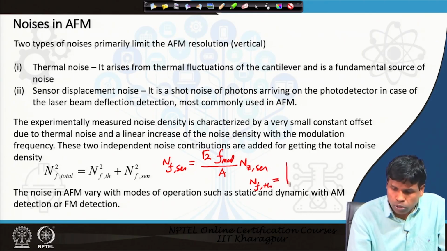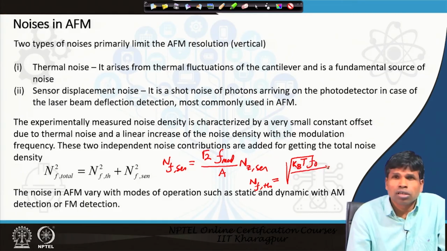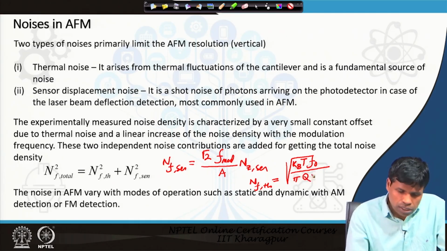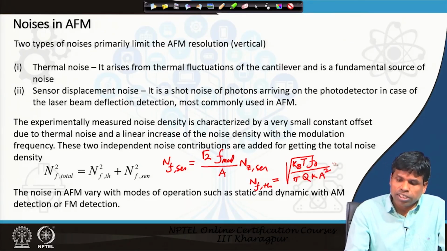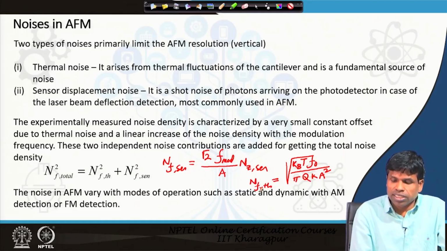Our thermal noise NF thermal is equal to the root over of K beta, the Boltzmann constant, then temperature, then the frequency of the free oscillation, then pi Q K, spring constant, amplitude squared. So these are the factors that play important roles in bringing about this noise. As we increase the frequency, we can see that the noise is increasing.